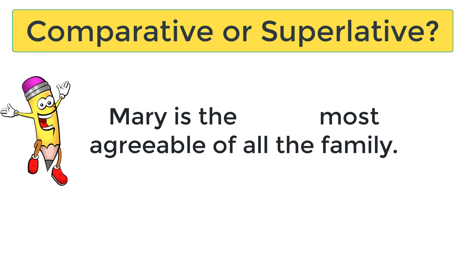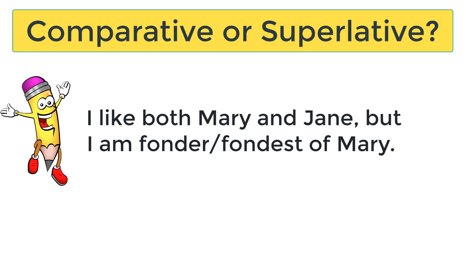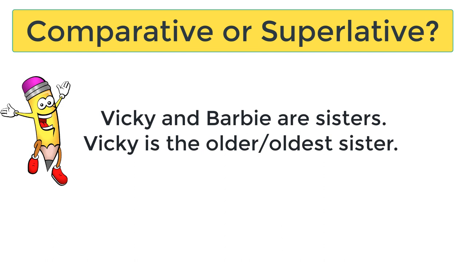Let's do another example. I like both Mary and Jane, but I am fonder or fondest of Mary. You are correct. Fonder. We are comparing Mary and Jane. And one last example. Vicky and Barbie are sisters. Vicky is the older or the oldest sister. You are correct. Vicky is the older sister because, again, we're using the comparative to compare two things.